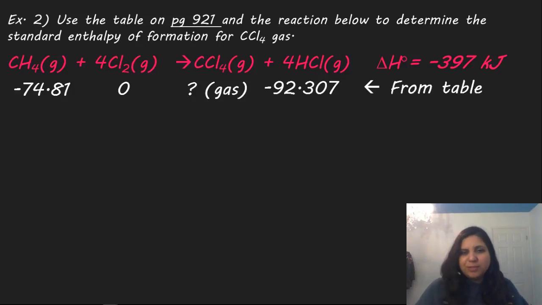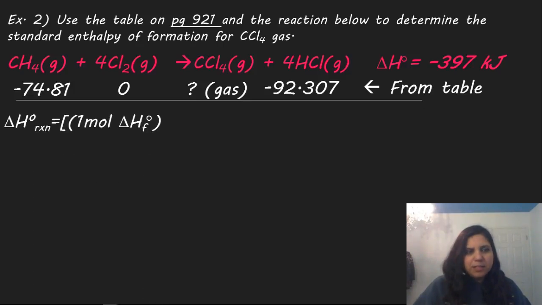Okay, so what are we going to do with this problem? Well, what we do have here is a delta H of reaction. So this is negative 397 kilojoules. And so this is like an ending answer that will make everything equal to, and then this will be our X value. Okay, so let's go ahead and plug that in.